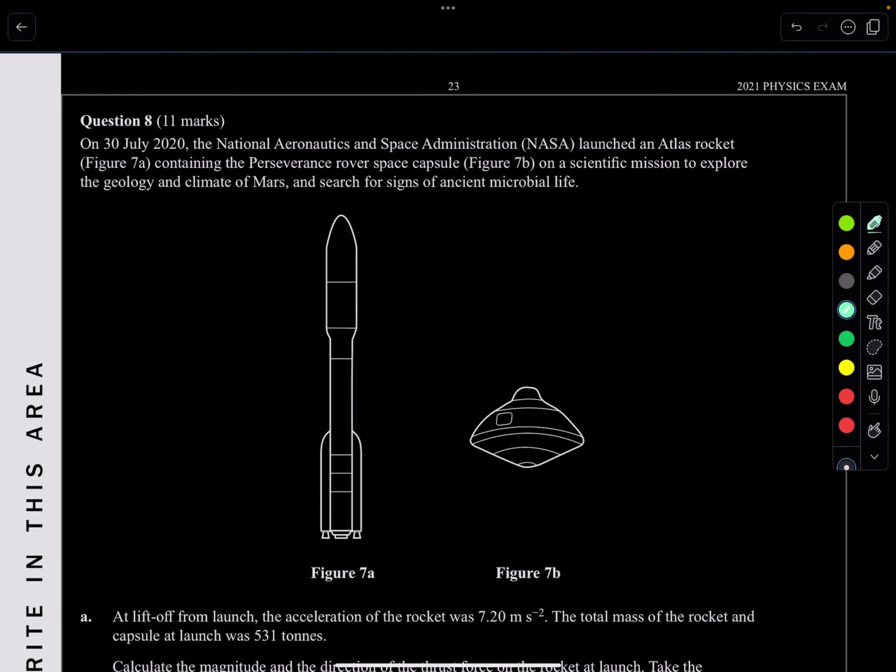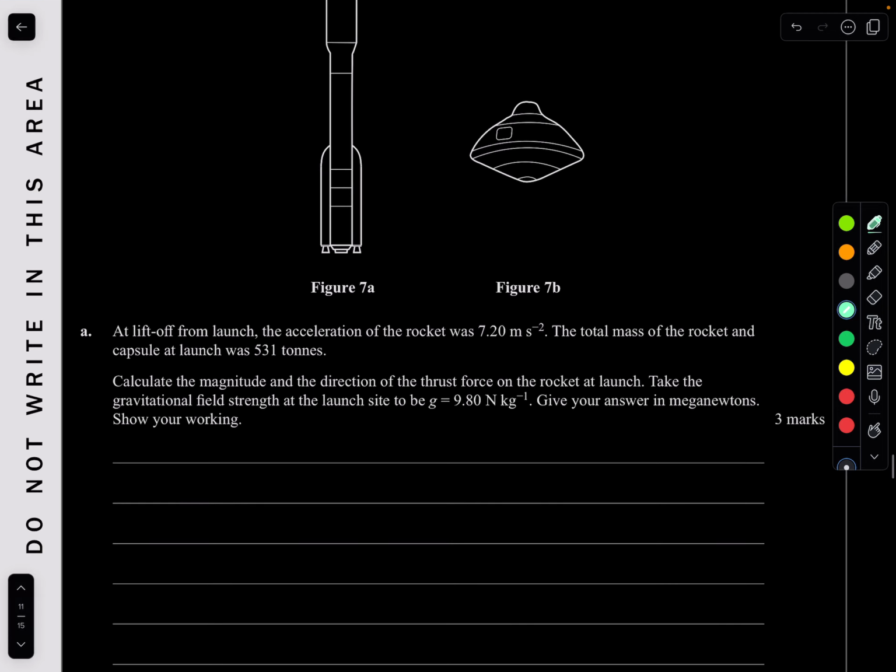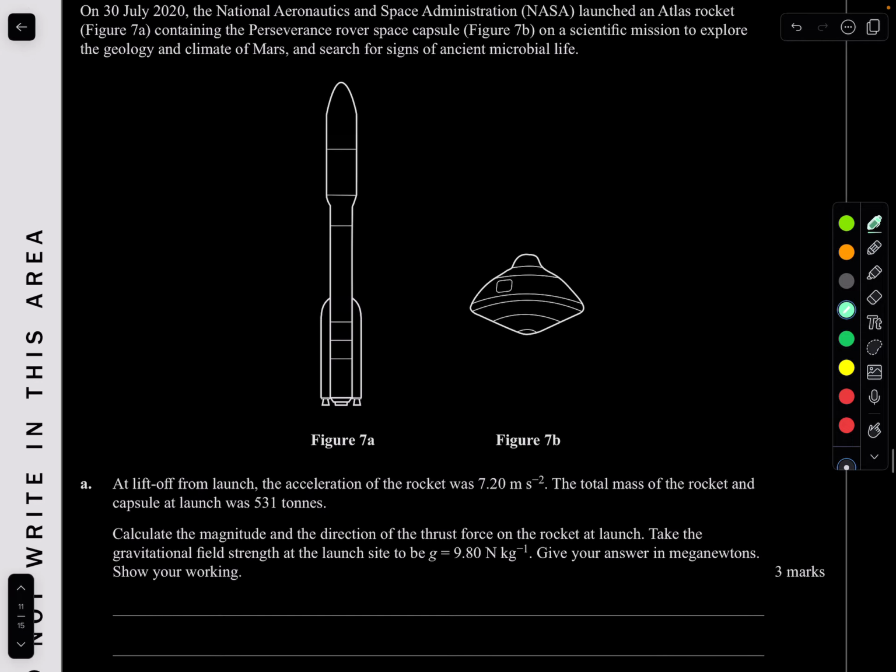Beautiful. Question 8. On 30th July 2020, the National Aeronautics and Space Administration launched an Atlas rocket containing the Perseverance rover space capsule on a scientific mission to explore the geology and climate of Mars and search for signs of ancient microbial life. At liftoff from launch, the acceleration of the rocket was 7.2 meters per second squared. The total mass of the rocket and the capsule at launch was 531 tons. Calculate the magnitude and the direction of the thrust force on the rocket at launch. Take the gravitational field strength at the launch site to be 9.8. Give your answer in meganewtons. Show your working out.